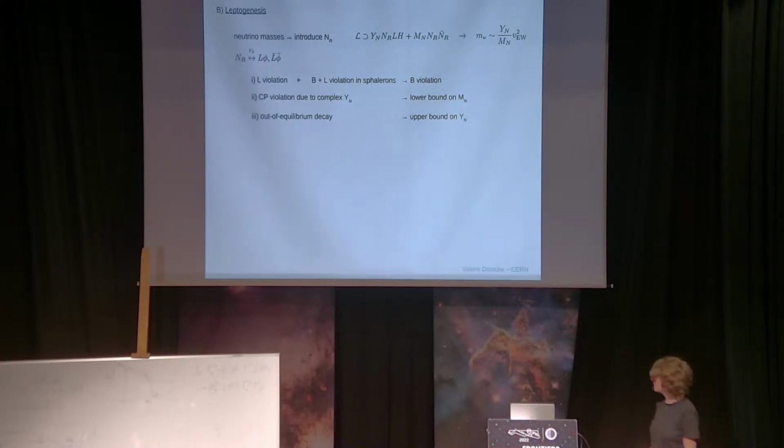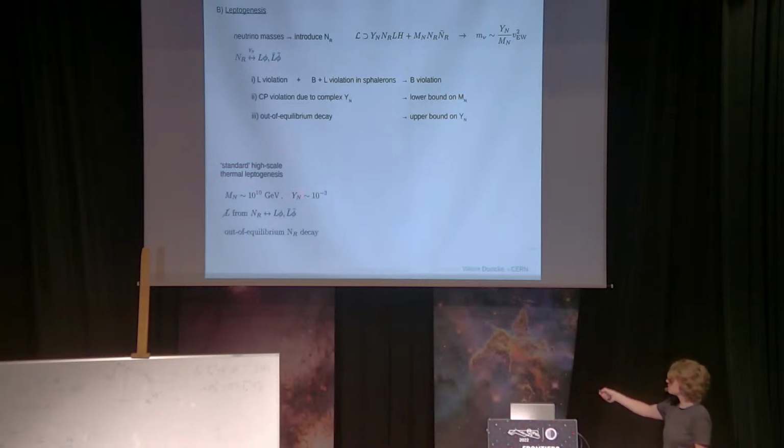But the magic bit of leptogenesis is that it actually works basically out of the box. The standard leptogenesis story is that you go to relatively high temperature, you have right-handed neutrino masses of the order of 10 to the 10 GeV, and Yukawa couplings of the order 10 to the minus 3, which is a reasonable ballpark if you look at the standard model Yukawa couplings. You have lepton number violation via this diagram, and you have the out of equilibrium right-handed neutrino decay from freeze-out, and you plug everything together and you more or less get the right number.